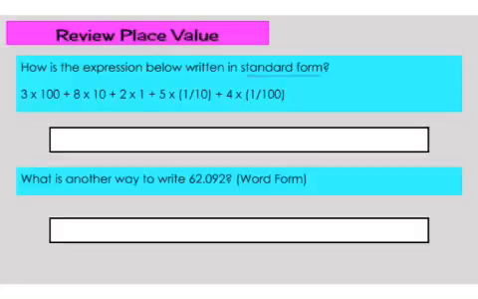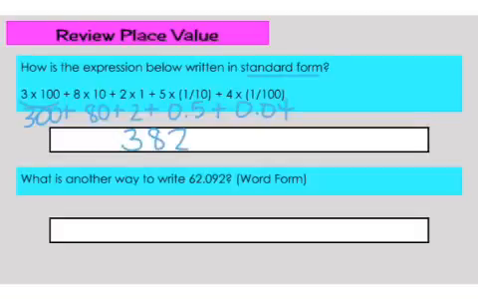So how is the expression below written in standard form? Standard form, we would write it as numbers. So 3 times 100 is 300, plus 8 times 10 is 80, plus 2 times 1 is 2, 5 times 1/10 would be 0 and 5/10, and then 4 times 1/100 would be 0 and 4/100. So let's now write that in standard form. I have 382 and 54 hundredths.